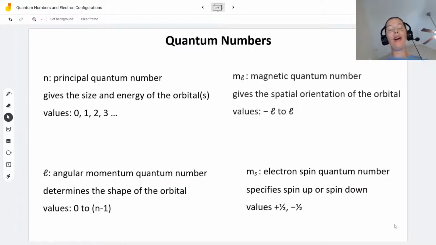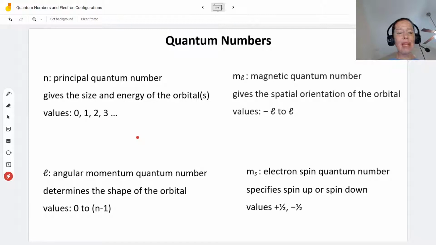Okay, so there are four quantum numbers, and we're just going to talk about each of these in turn. So we're going to start with n, which is our principal quantum number. Now, n is going to give you the size, and it's also going to give you the energy of the orbital. So I will show this later. I couldn't fit it on this screen, but if you look at the periodic table, so hopefully your periods or your rows are numbered. Those numbers, those are the values of n. Okay, so that is our principal quantum number. The values start at 0 and move on up.